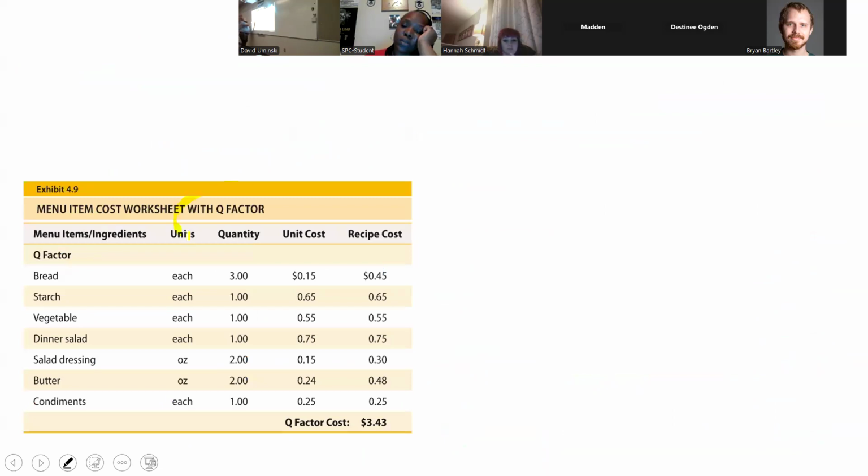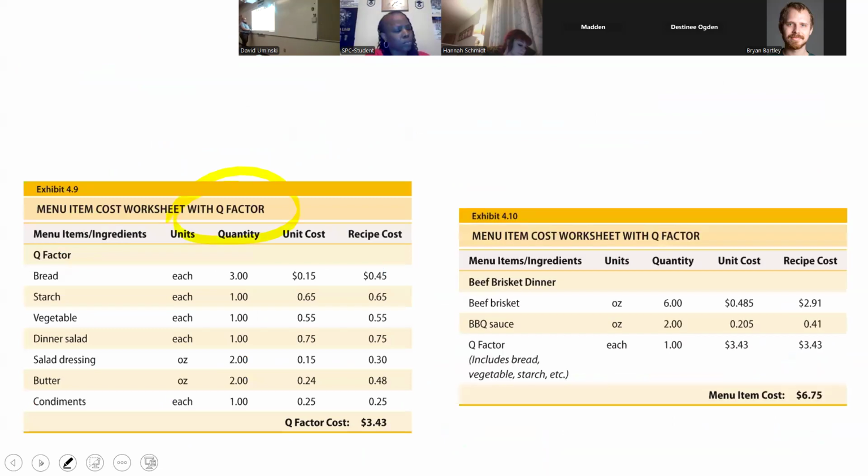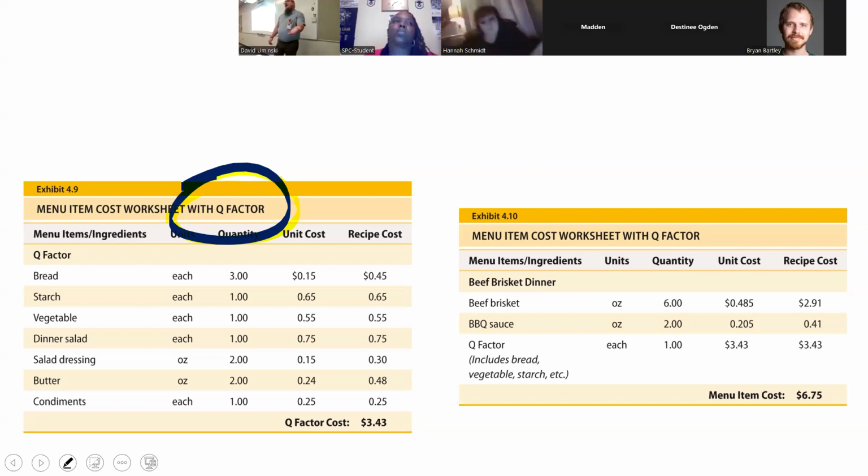The last one is our Q factor. That is our last method, number 4. The Q factor is essentially all the extra stuff that comes with your meal. So if you have an entree and it comes with bread and salad and I don't know what else. When you're in San Antonio and you walk into a Mexican restaurant, what do you expect to be on your table? Chips and salsa, maybe even tortillas, right? Are those free? No. You're not paying for them because they're not a listed item on your menu, on your receipt, but you should be paying for them in some way.